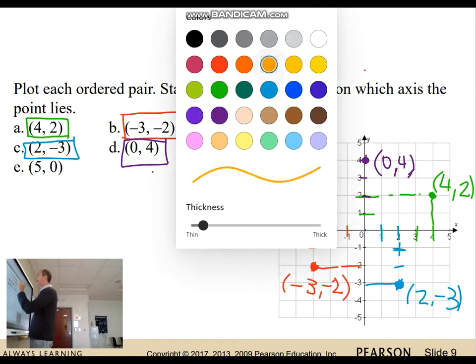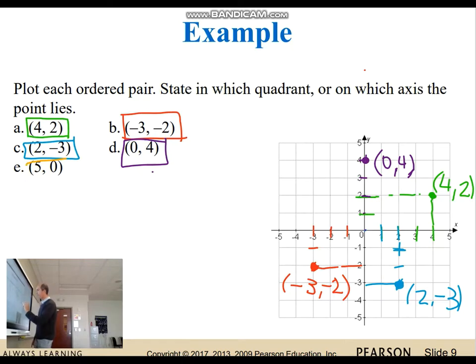Finally, we will work here a letter E, x equals 5, y equals 0. X equals 5, so go to the x-axis, 5, right here. And y equals 0, that means you don't need to go up or down. You stay where you are. And here it is the point. x equals 5, y equals 0.